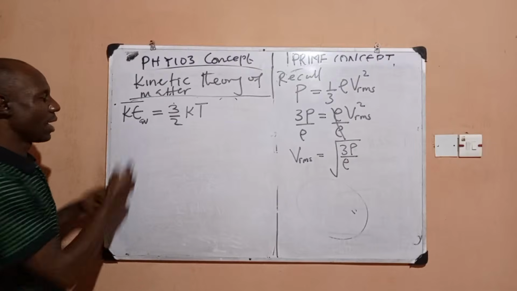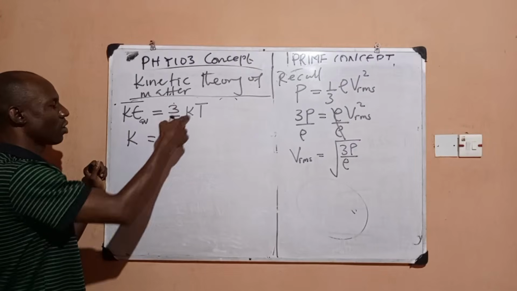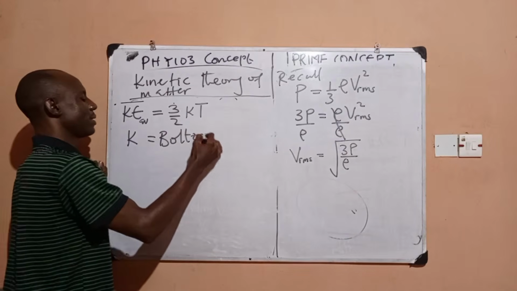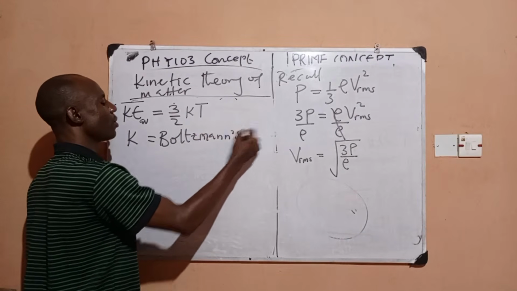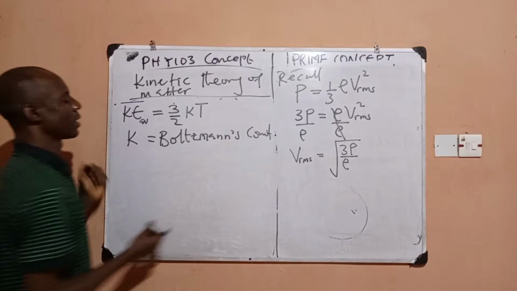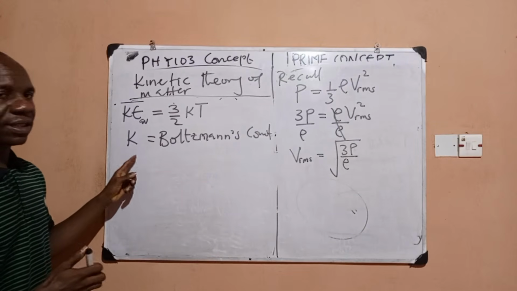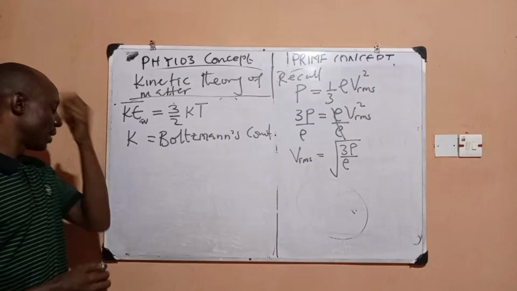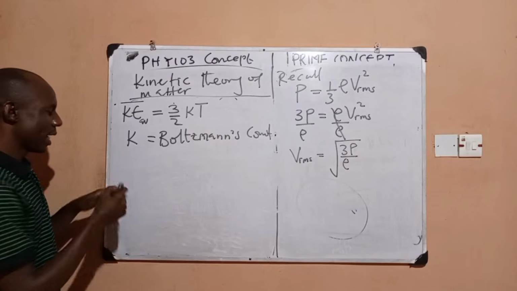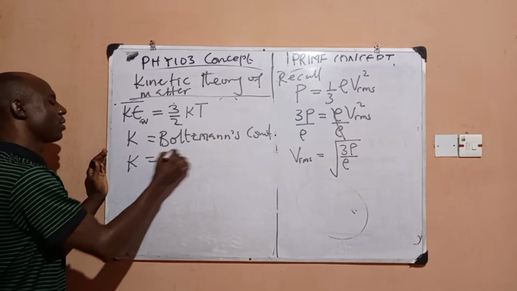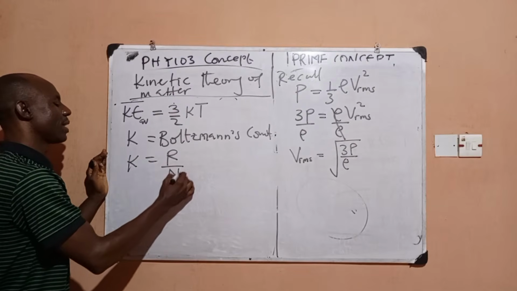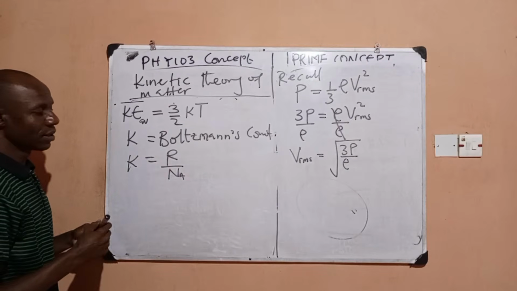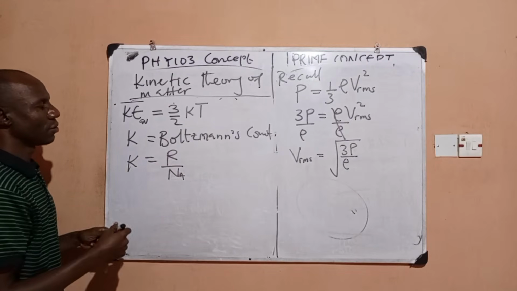In this formula, K is called Boltzmann's constant. K is called what? It's a constant, known as the Boltzmann constant, right? So that is K. And how do you get the value of K? The value of K is R over the number of molecules. That's how you get the value of K. It's a constant. So R over number of molecules.